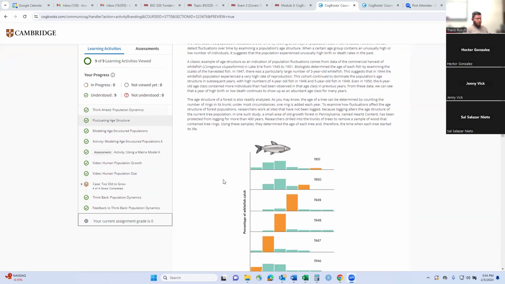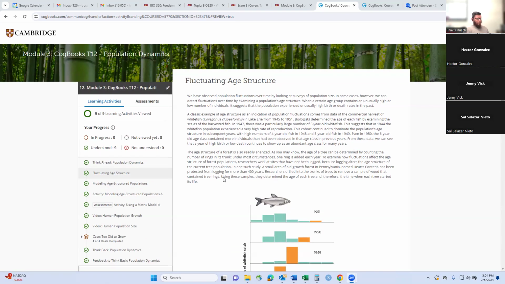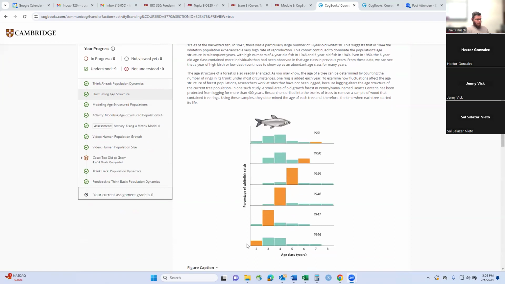So this first one just kind of shows a cool example of fluctuating age structure. So what they did is they had an example where they surveyed these fish, but they captured them in nets. So they can only survey them from age 2 and beyond. So they can't really tell right away when you get a year with a really large growth.